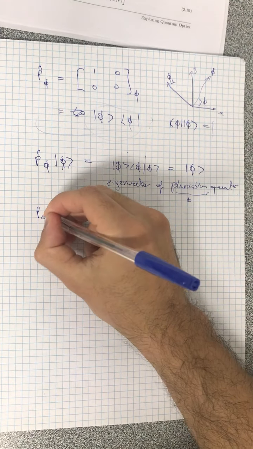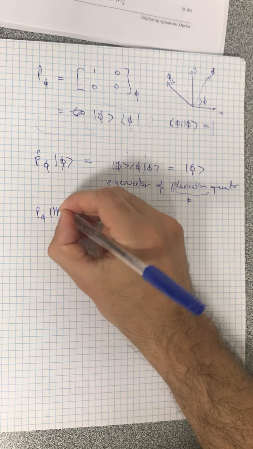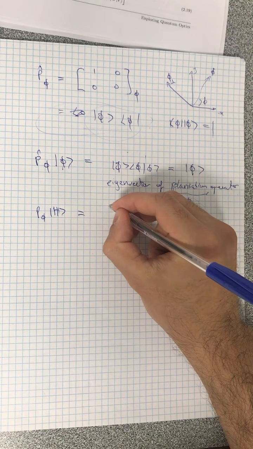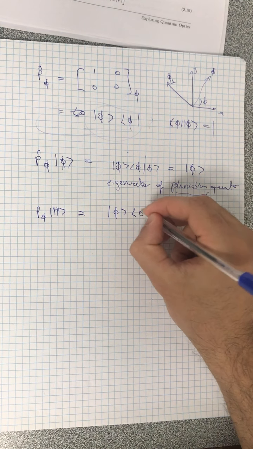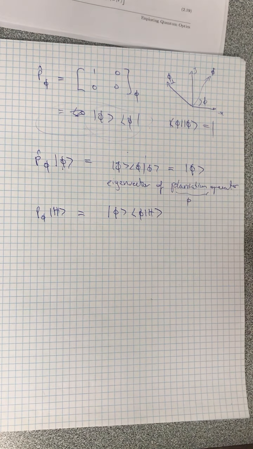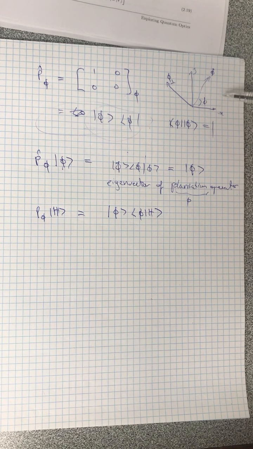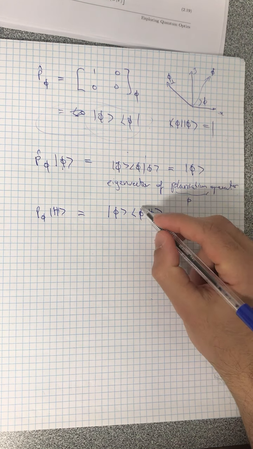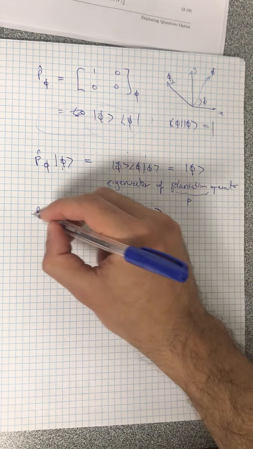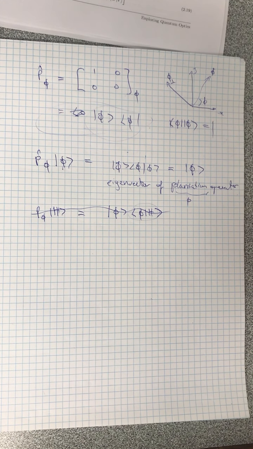Say P phi acts on H, equals phi, H, okay? Now, that would depend on whatever H is in terms of the phi basis, okay? So this is like the projection onto phi. So let's consider something a bit more physical.